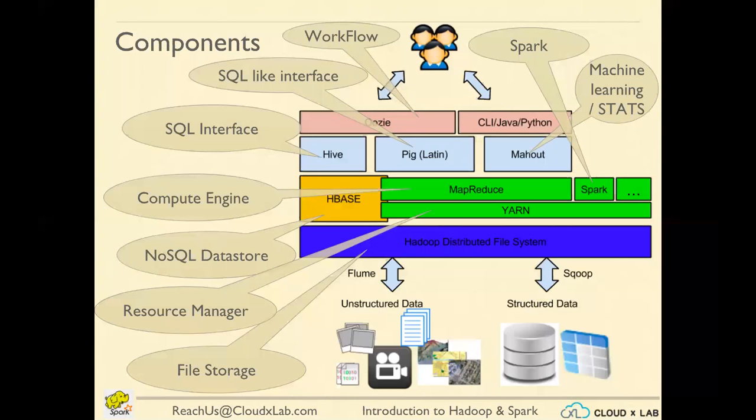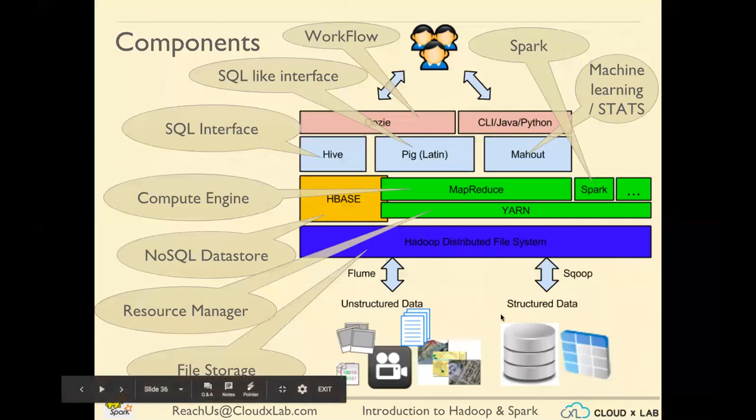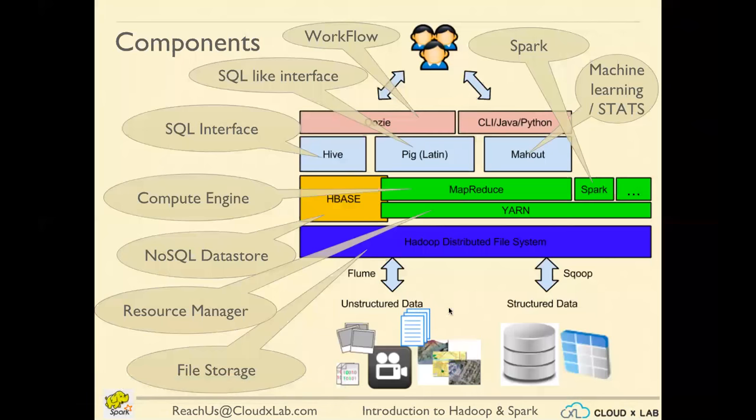So for workflow, we generally use Oozie. If your data is continuous and unstructured, we use the Flume tool to import the data into HDFS from the external world. And if you want to copy structured data from existing databases onto Hadoop, you can use Sqoop. So these are the various components.